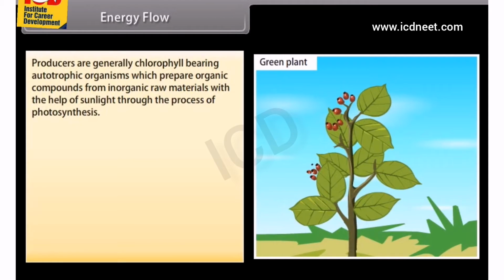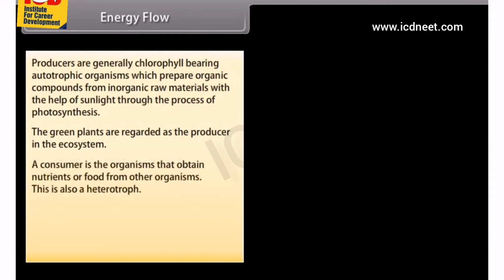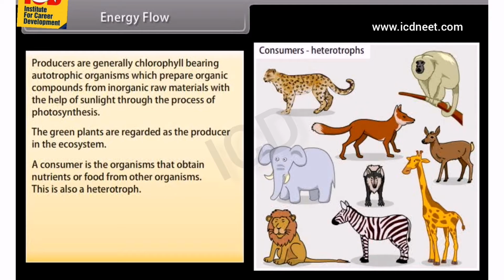Energy flow. Producers are generally chlorophyll-bearing autotrophic organisms which prepare organic compounds from inorganic raw materials with the help of sunlight through the process of photosynthesis. The green plants are regarded as the producer in the ecosystem. A consumer is an organism that obtains nutrients or food from other organisms. This is also a heterotroph. All the animals shown in the figure are consumers and so on.